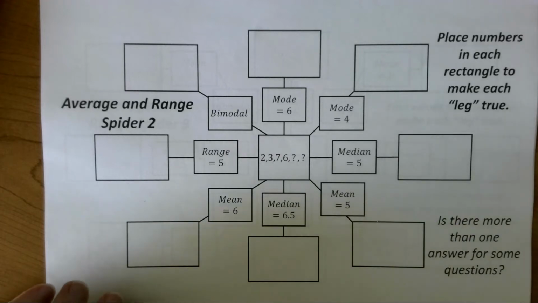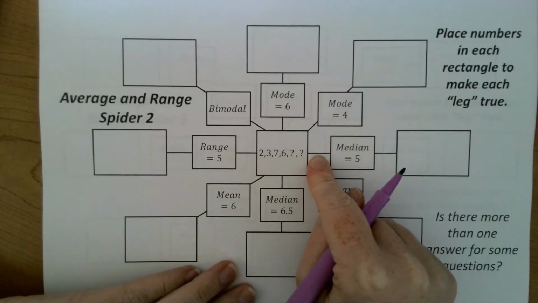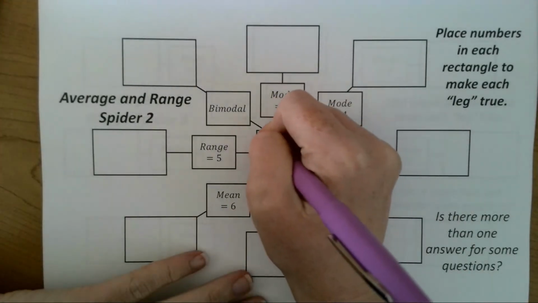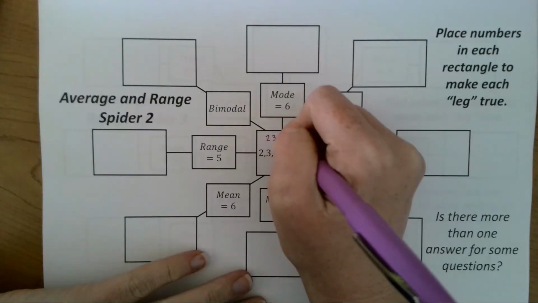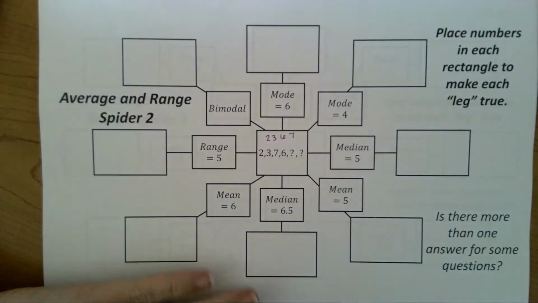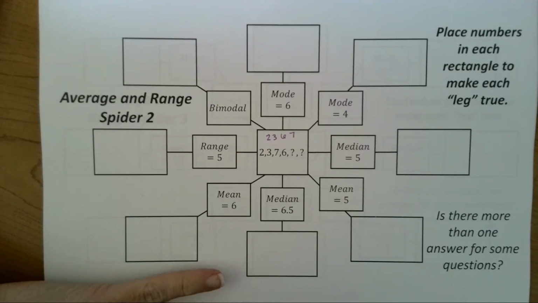Alright, so what I would do first is make sure my data is in numerical order. So 2, 3, 6, and 7. Okay, so looking at this, we want to make each of these true.